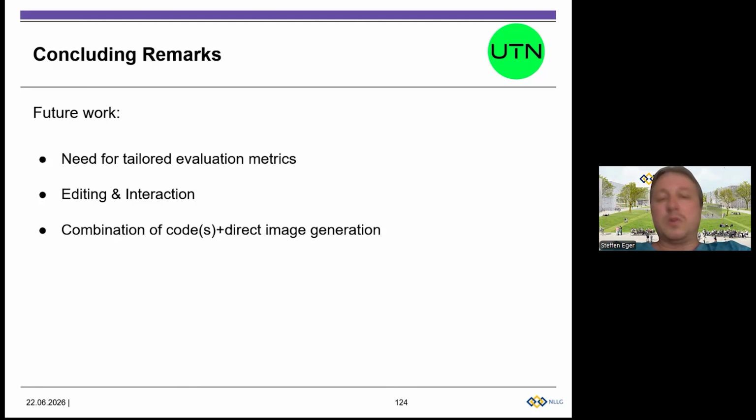And of course, you could also combine code generation models with direct image generation models, and then hopefully get the best of both worlds. We have seen that direct image generation models are maybe better at visual appeal, and the code generation models are maybe more accurate and less hallucination prone. So maybe we can get the best of both worlds by combining them.